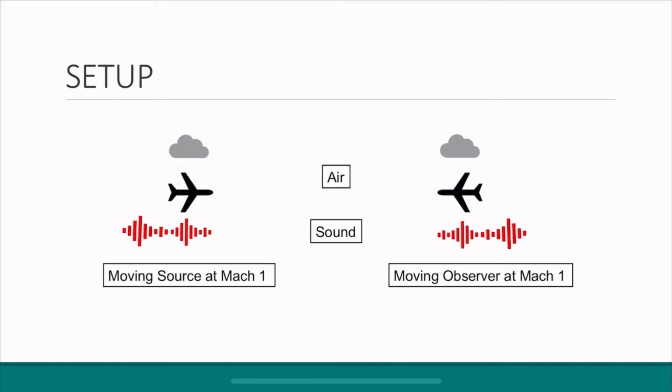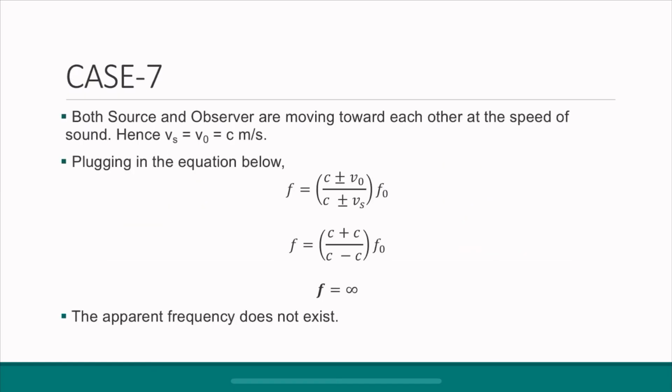So the next setup is a little different. So here we have a source and observer, but in this case, both are moving at the speed of sound and both are moving toward each other. So let's see what happens. So we know both are moving at the speed of sound, so both velocities are the speed of sound itself. And you plug all those values in, we get f is infinity.